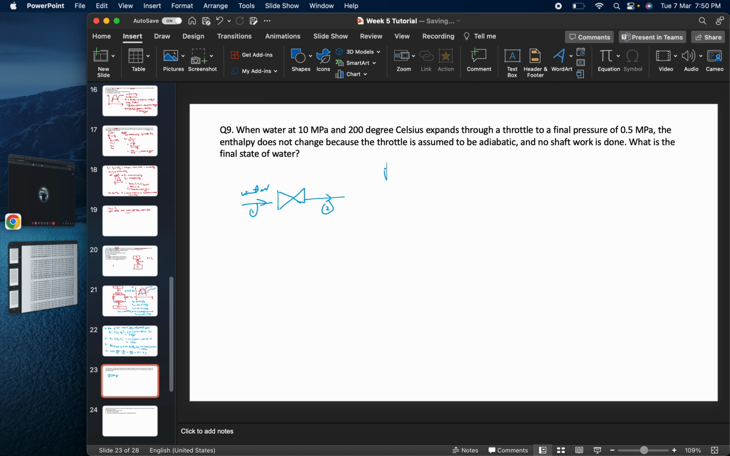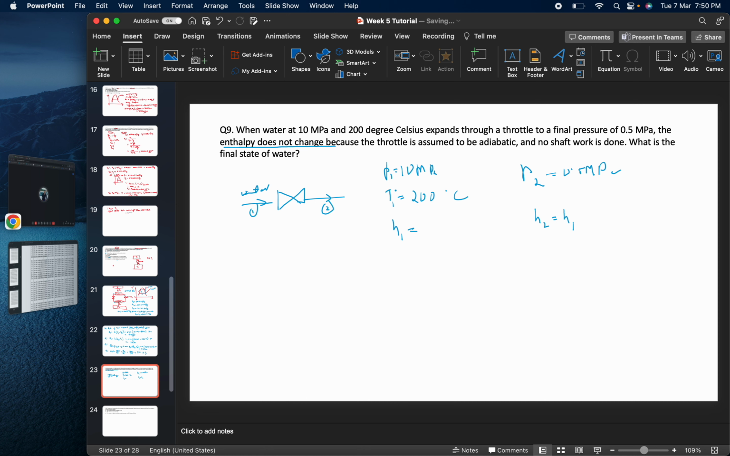So what we know: P1 is equal to 10 megapascal, and T1 is equal to 200 degrees Celsius. From that it goes to a final pressure of 0.5 megapascal. Now what is the value of H1? We don't know, but H2 will be basically equal to H1, because the question is directly telling us that enthalpy does not change during this process.